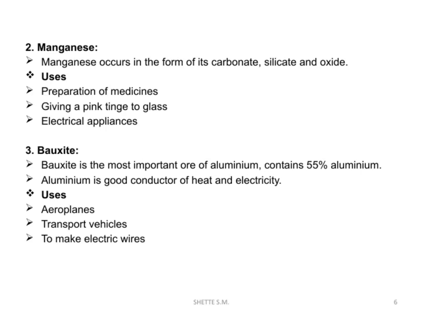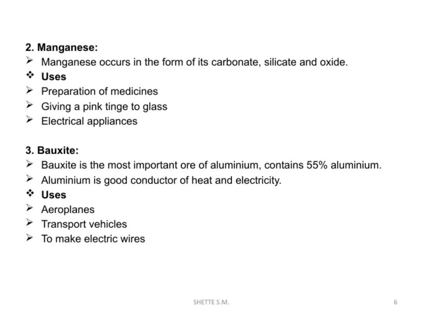Manganese is found in nature mainly in the form of its carbonate, silicate, and oxide compounds. It plays a crucial role in various applications. For example, it's used in the preparation of medicines, which highlights its importance in health and pharmaceuticals. Additionally, manganese is used to give a pink tinge to glass, adding to its aesthetic appeal. You'll also find manganese in electrical appliances, where it helps improve their performance and durability.